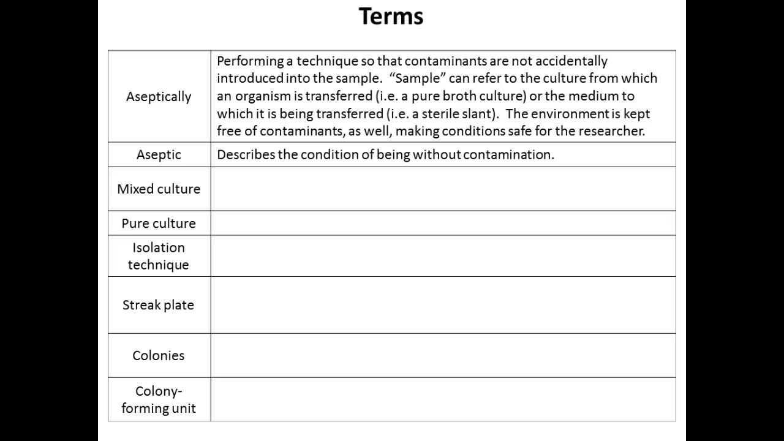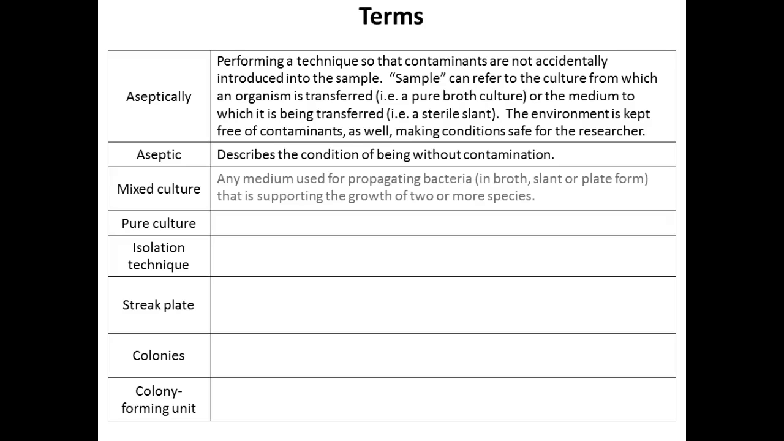So mixed culture, as we've already said, means that it's 2 or more organisms. A pure culture, hopefully you wrote that down today on the quiz. It was the bonus. Means what? 1 species. 1 organism. That's it.